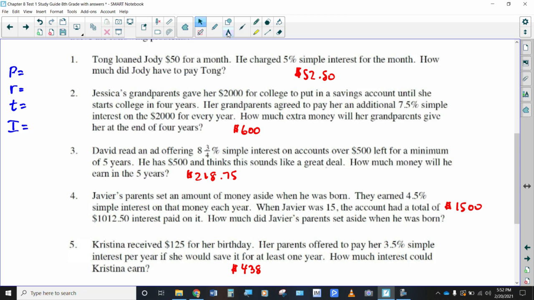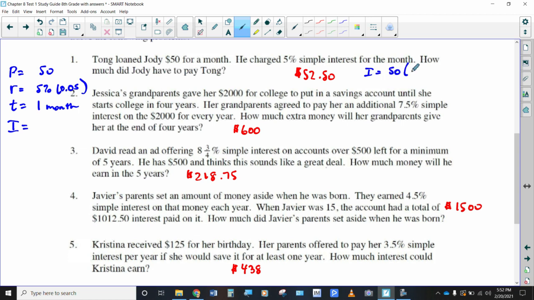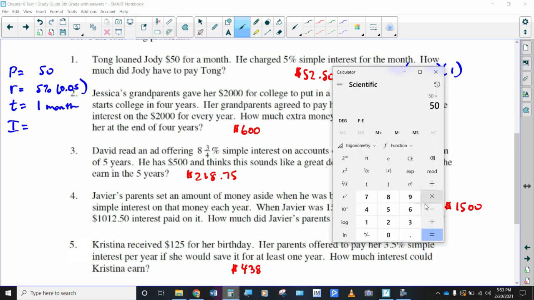So taking a look at problem number 1 with Tom, he had $50. He loaned $50 for a month. So the amount of the principal is $50. He charged 5%, so we're going to change that to 0.05. And that is for the month. It's only for 1 month, right? So the time period is 1 month. So the interest is going to be I equals 50 times 0.05 times 1. And 50 times 0.05, let's use the calculator to figure that out. 50 times 0.05 is $2.50.